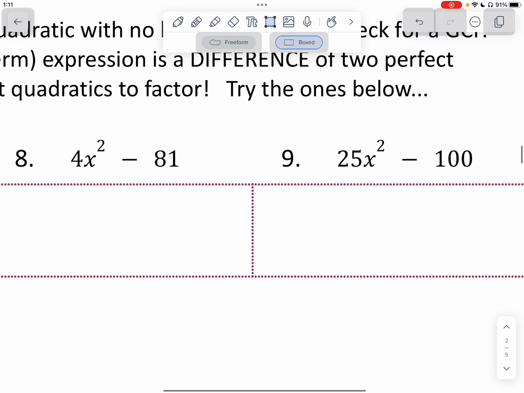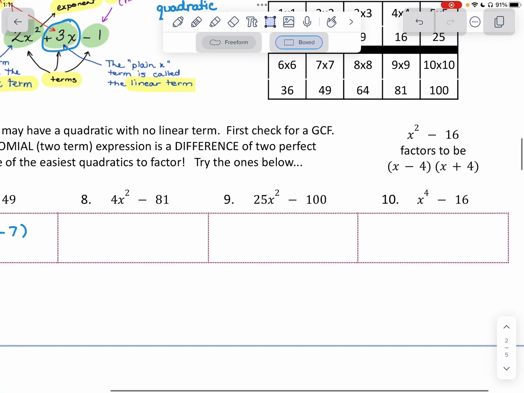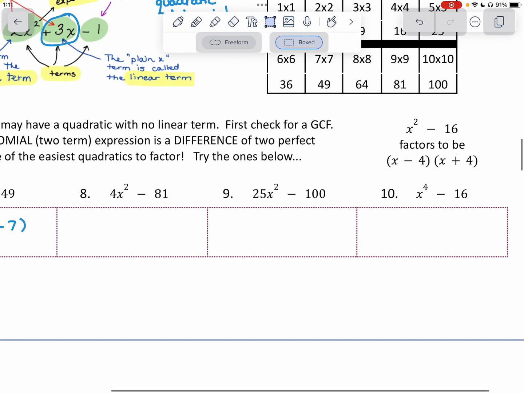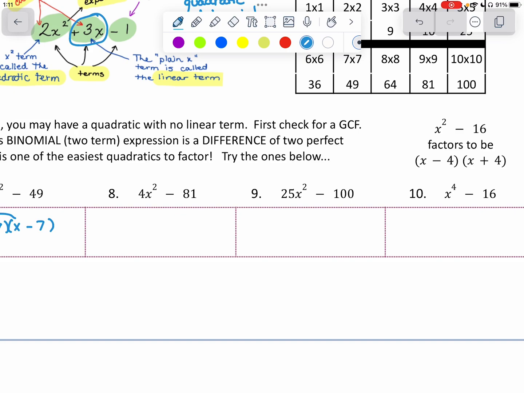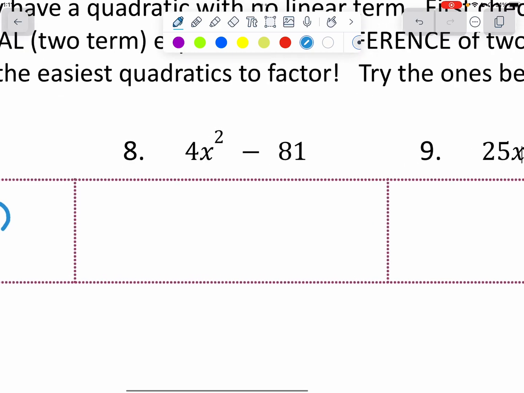So try these next 3 on your own before you watch me go in and do them. This last one's a little tricky, but we'll look at it in a minute. So pause the video and see if you can do these on your own. And then let's look at number 8.